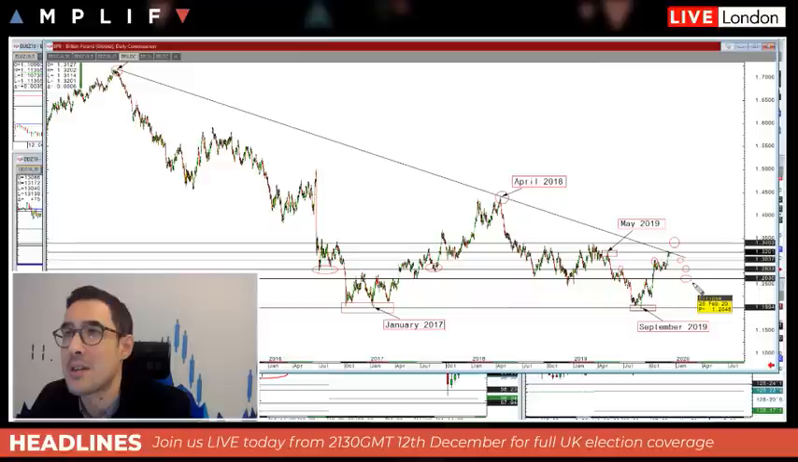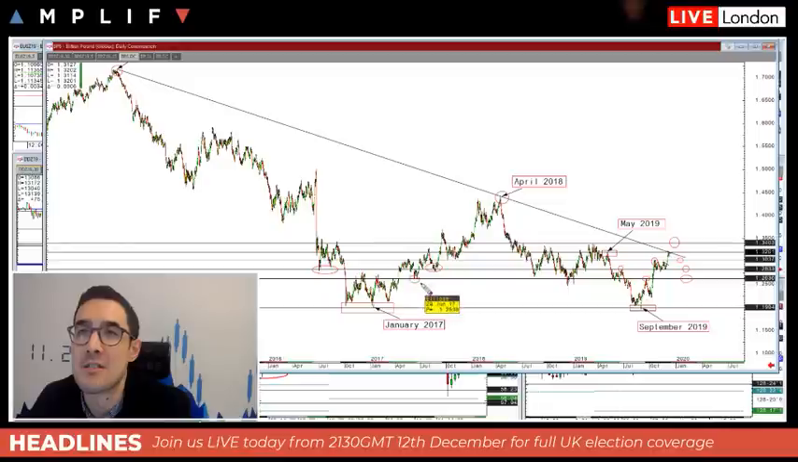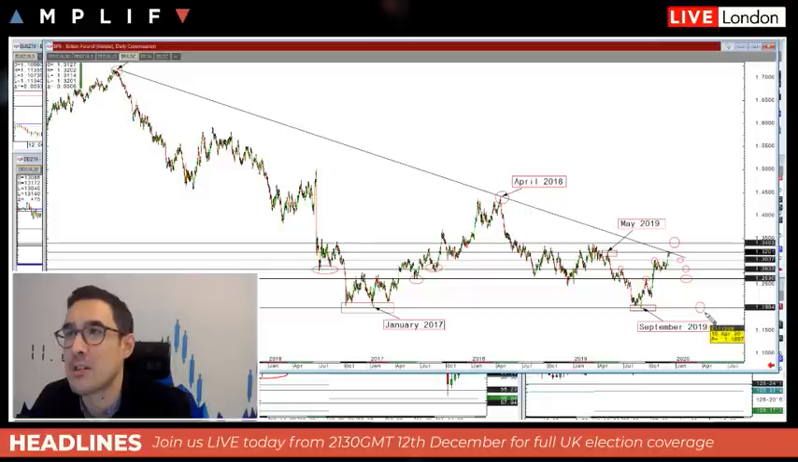Then of course you've got 1.2630, which starts to bring into play the initial high in September with some of the other areas of resistance that were seen back in 2017. And then the bigger move, of course, is down at the 1.20 area.